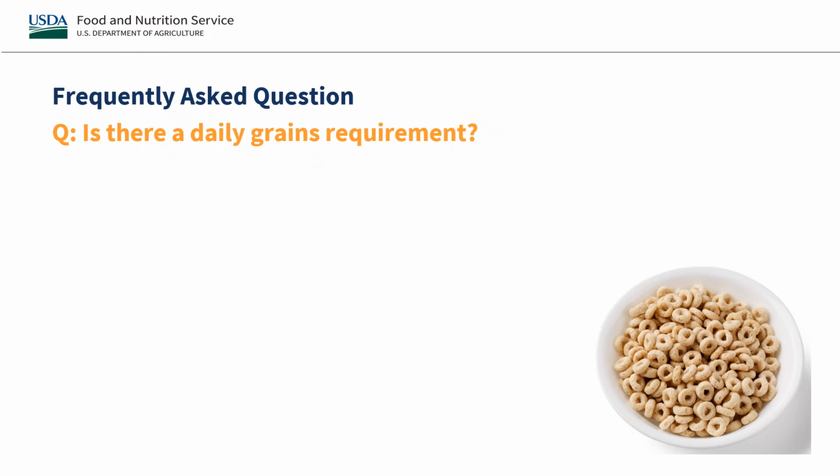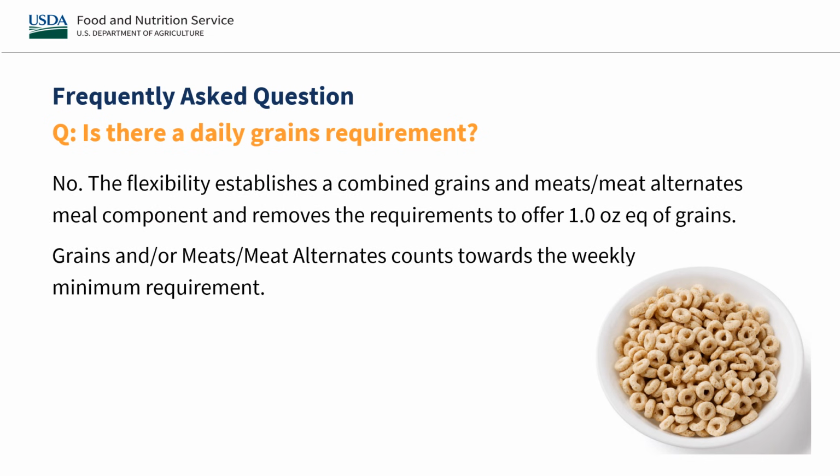The first question is, is there a daily grains requirement? The answer is no. The flexibility establishes a combined grains and meat alternates meal component requirement in the school breakfast program and removes the requirement for schools to offer a 1 ounce equivalent of grains each day. Grains and our meat alternates count towards the weekly minimum requirements.